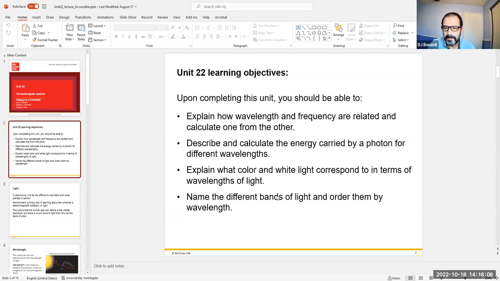So yeah, there are 3 units this week. So we're going to be covering at least a unit, maybe more today. And the unit today is basically some of the properties of light. The 2 main properties of light are frequency and wavelength, okay? And these are related to the behavior of light in time and space.